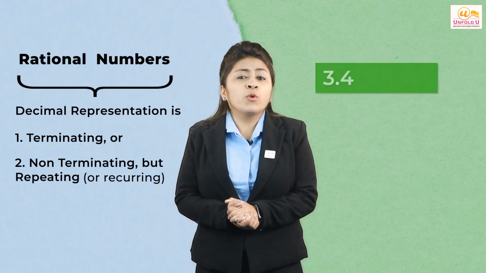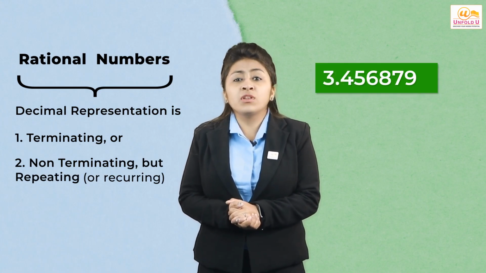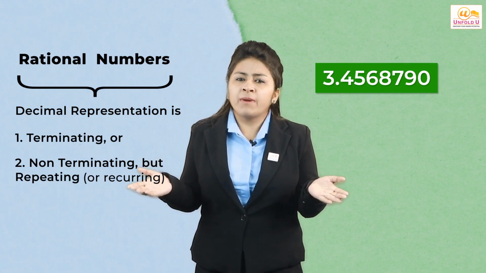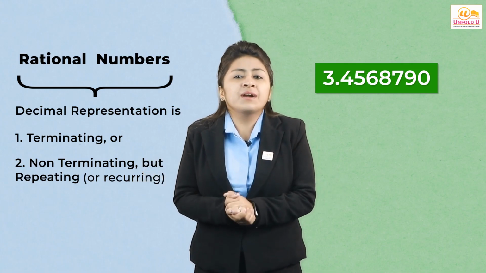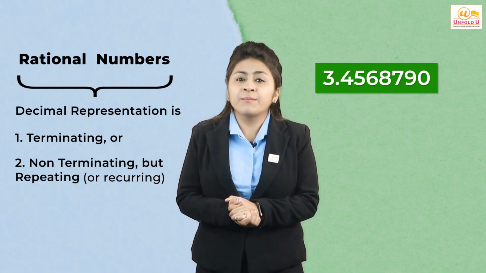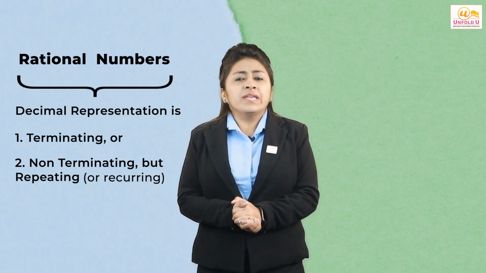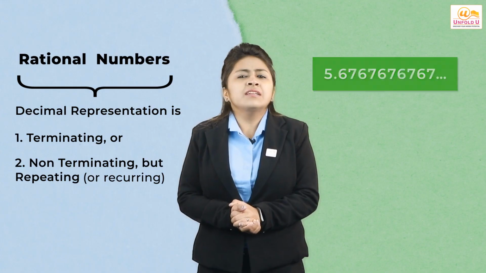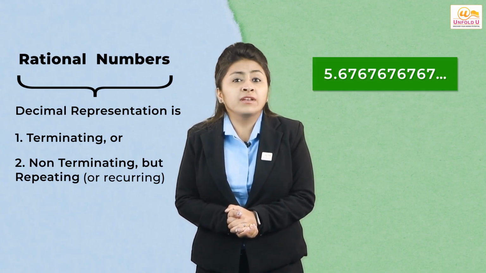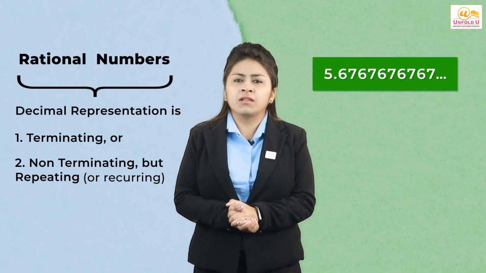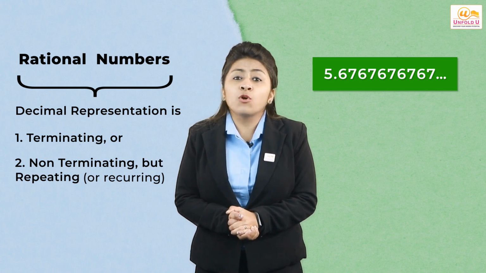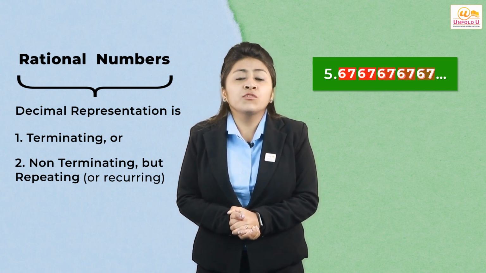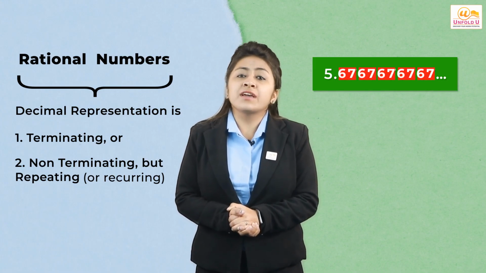In the number 3.4568790, though the digits after the decimal are too many, but they stop, means they terminate. So this is a rational number. Now in the number 5.67676767, the digits after the decimal goes on and are non-terminating. But can you see here that they form a pattern? Or the block of digits here, that is 67, repeats. So this is a rational number too.